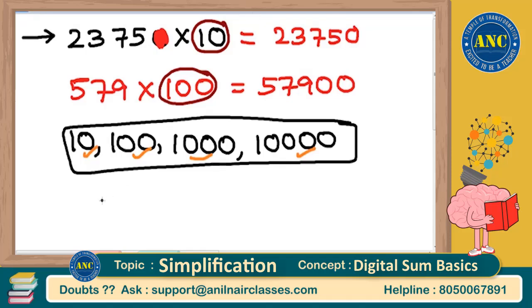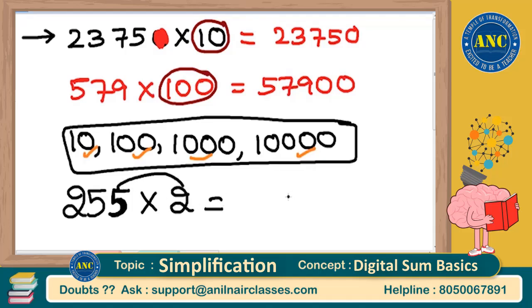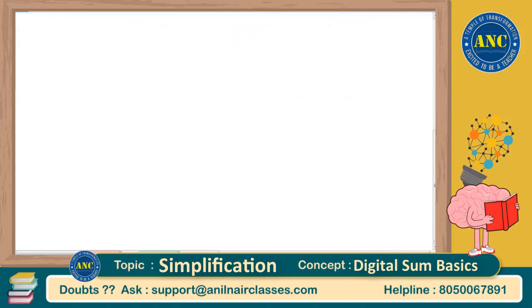Suppose, for example, I have something like 255. I don't like the 5 at the end. I will try to make it 0 by doubling it. So it becomes 5 into 2, 10, so that my last digit will become 0. These are some of the shortcuts which we will implement in our class, right? Try to get these fancy numbers: 10, 100, 1000, 10,000, etc.